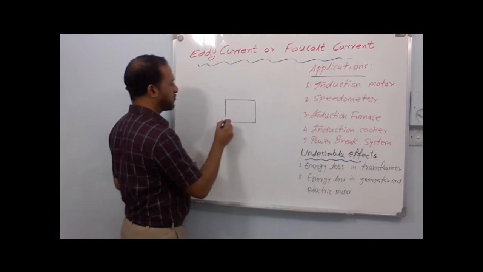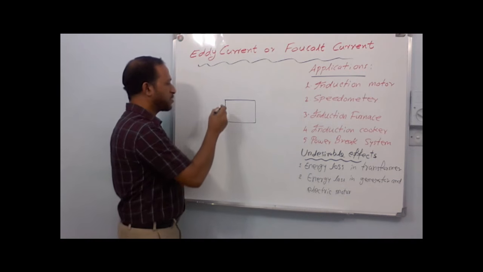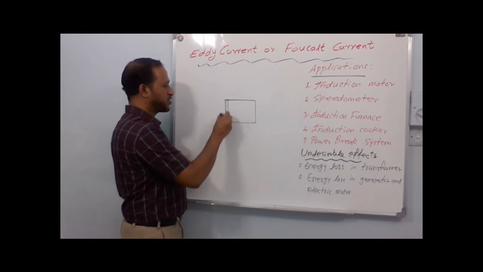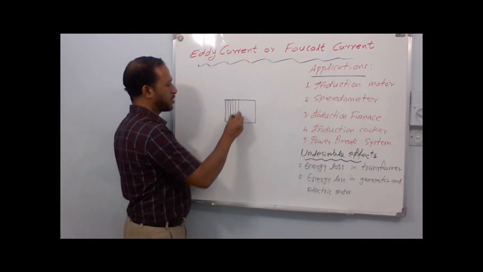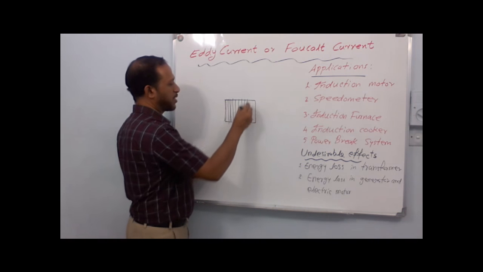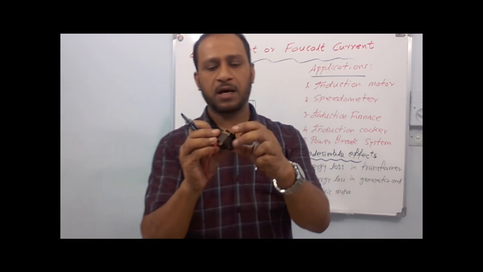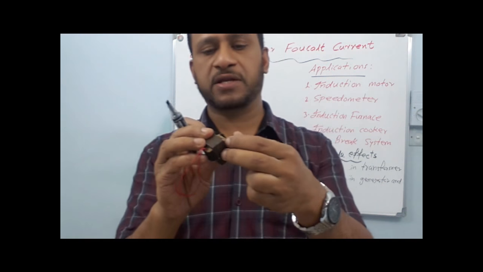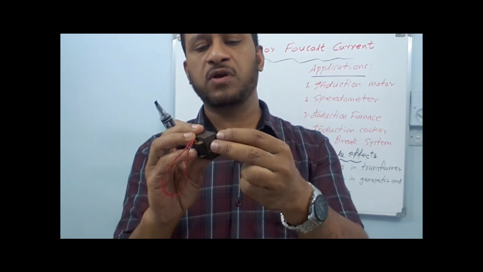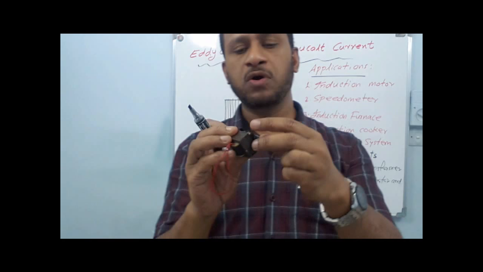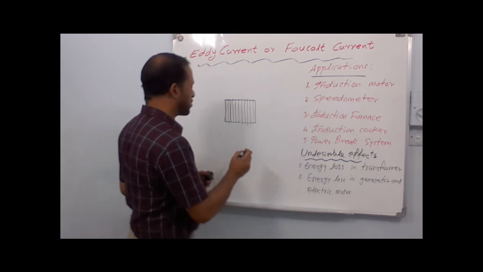So instead of using a large, thick metal block for the core of the transformer, we are making it in thin sheets like this, and each sheet will be separated by an insulator. So these two thin sheets nearby are not in direct contact. In between them, we are keeping an insulator to avoid the electric flow. So when the thickness is very small, the cross-sectional area is very small, and the resistance will be very high.